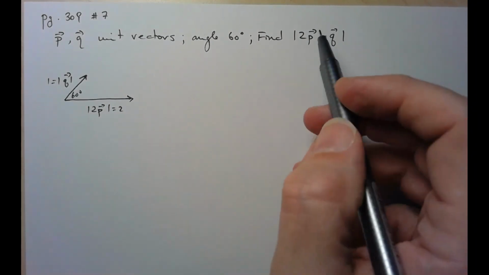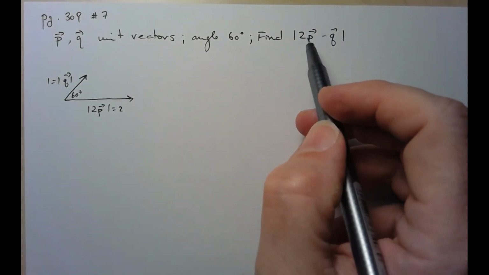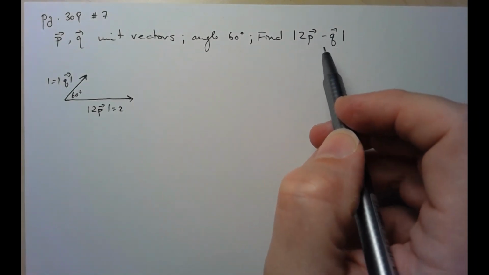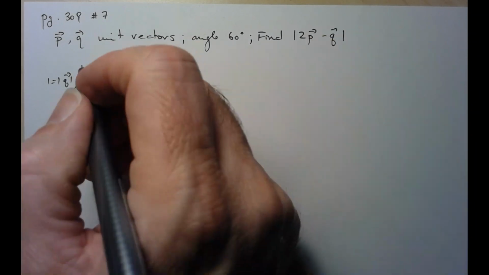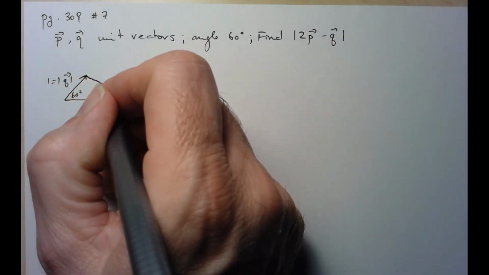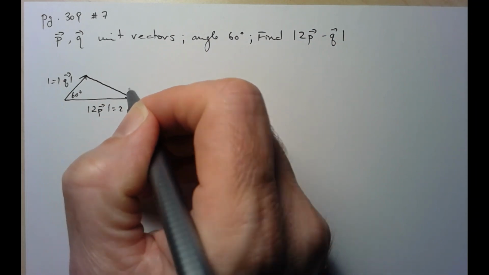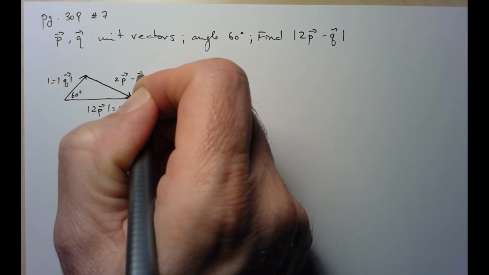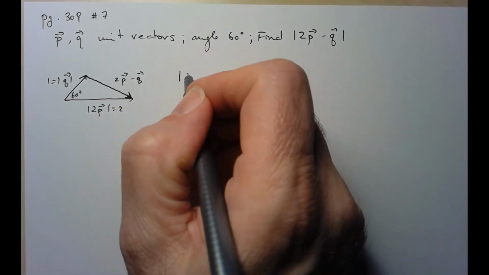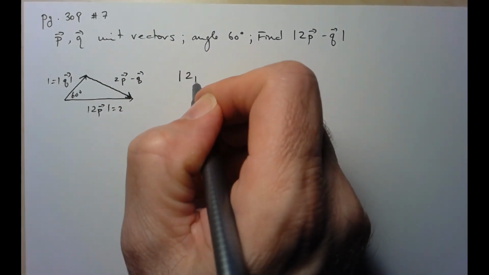So here, when I have vector A minus vector B, I go from the tip of the second to the tip of the first. So it'd be from the tip of the second vector to the tip of the first. So this here would represent the vector 2P minus Q. And we want to find the magnitude of that vector.